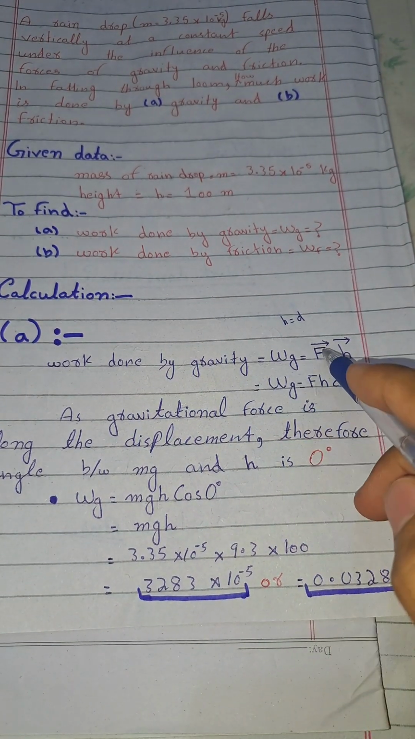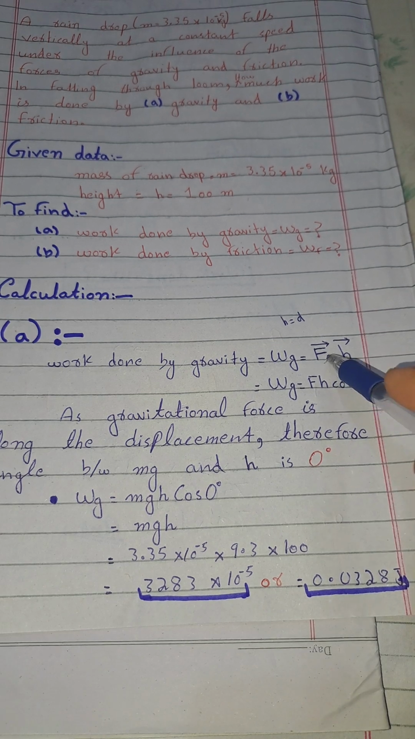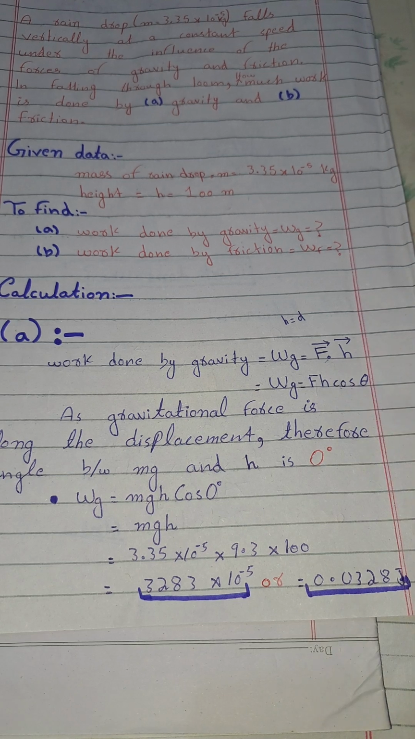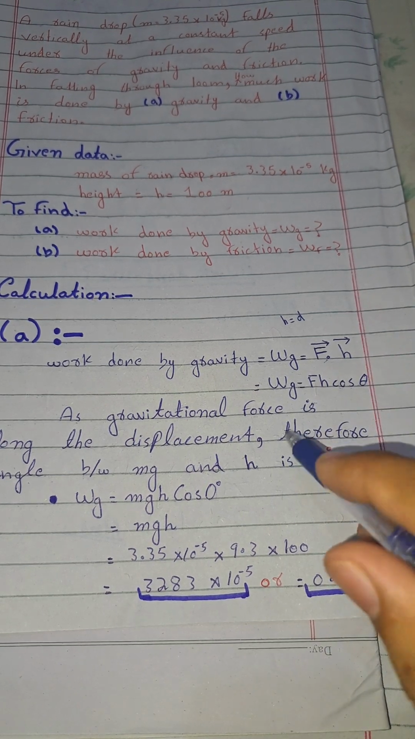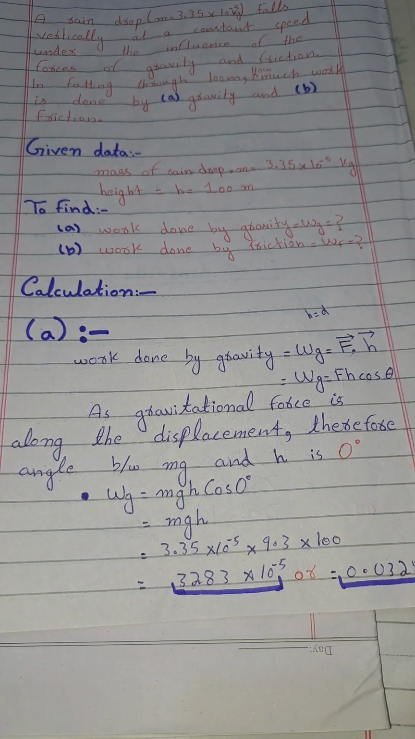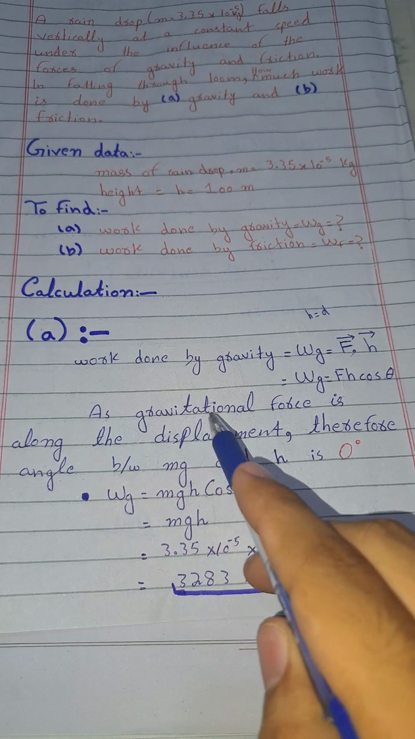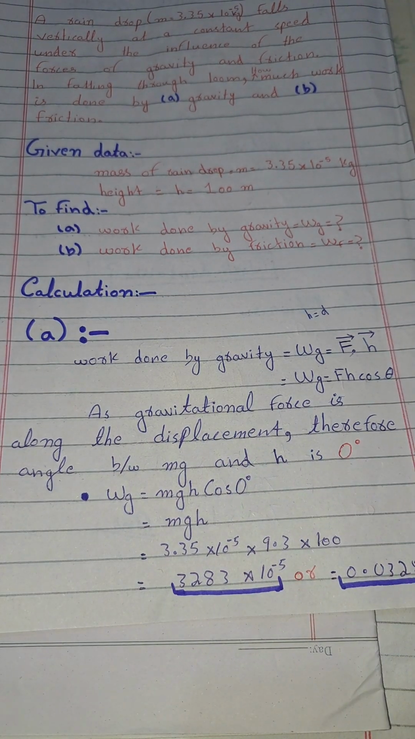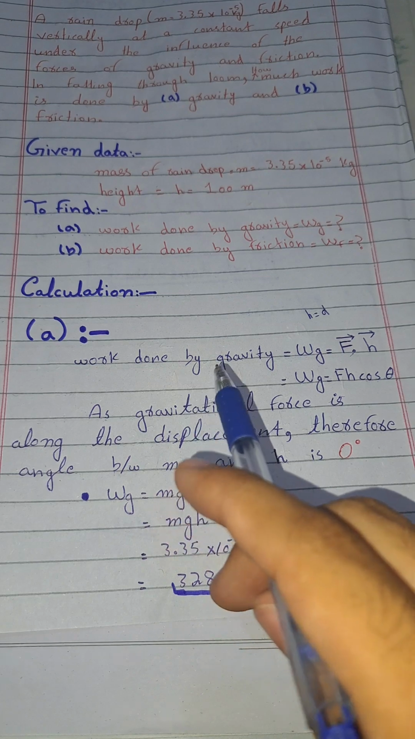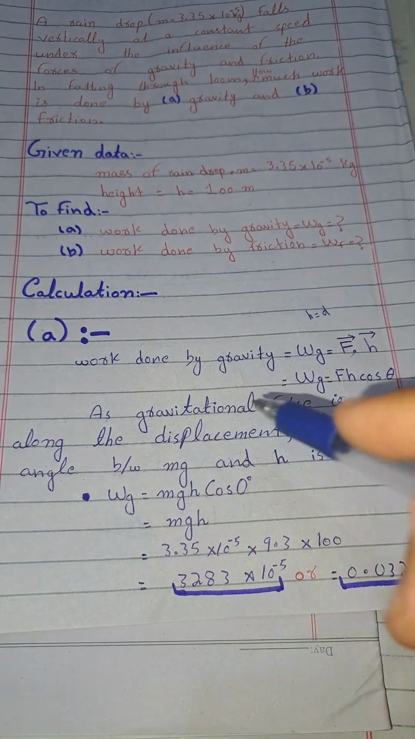And I already told you in the previous problem that the dot product is always equal to cos theta when the dot is removed, when the expression is opened. So F s cos theta. Now here you have to look at one thing: gravitational force is along the displacement. You must raise the question of how gravitational force is along the displacement.